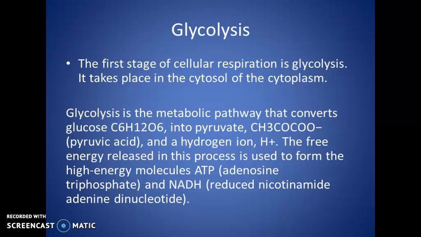Glycolysis is the metabolic pathway that converts glucose, that means C6H12O6, into pyruvate, CH3COCOO-, which is pyruvic acid or pyruvate, and a hydrogen ion. The free energy released during this process is used to form the high energy molecule ATP, which means adenosine triphosphate, and NADH, which is reduced nicotinamide adenine dinucleotide.